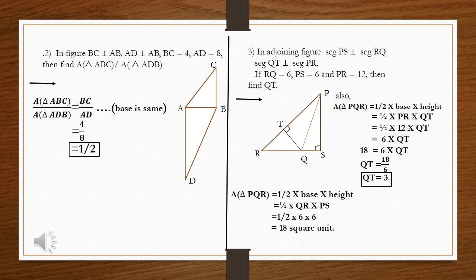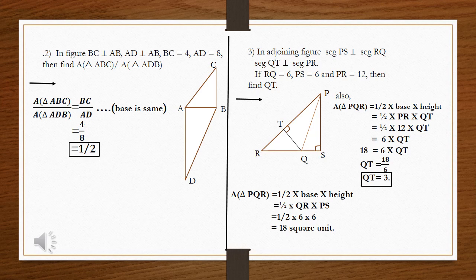Here look at the figure. AB is the base of both triangles. That means the base is the same. And the height of the first triangle is given, BC equal to 4. Height of the second triangle equals AD equal to 8.